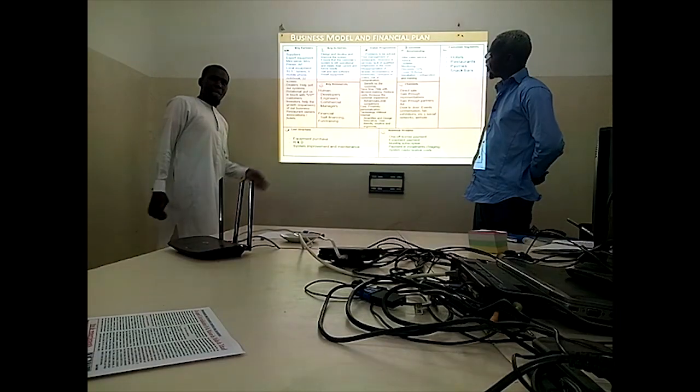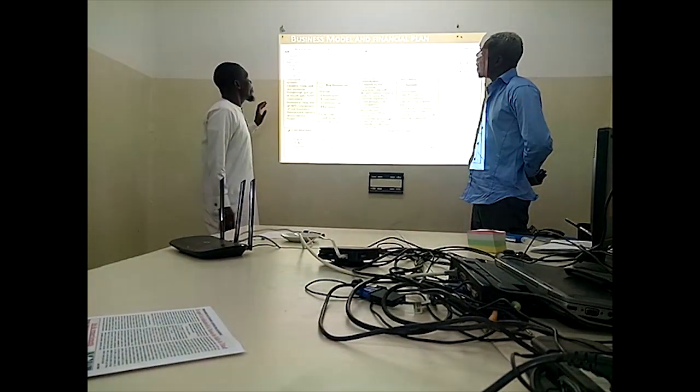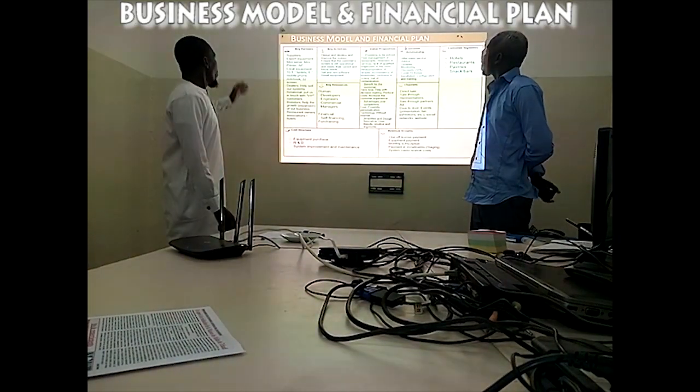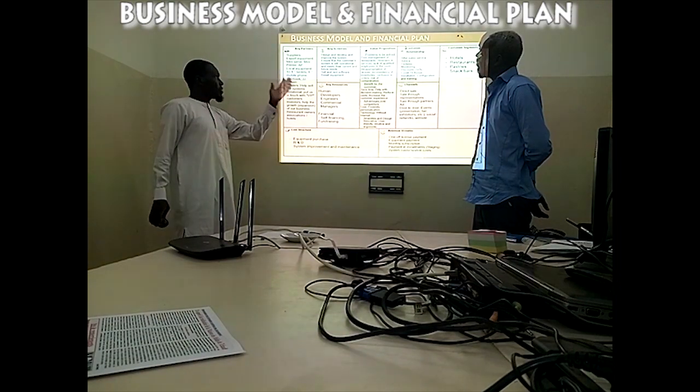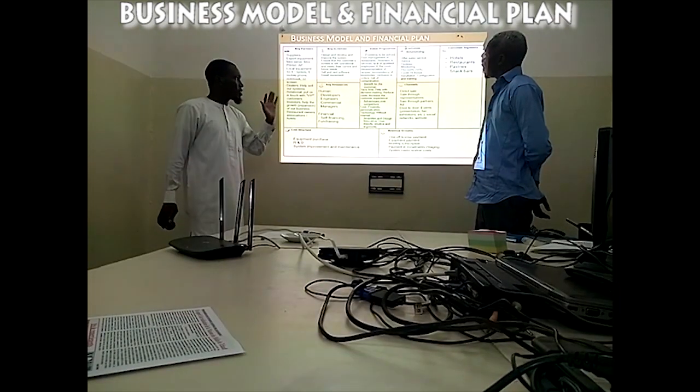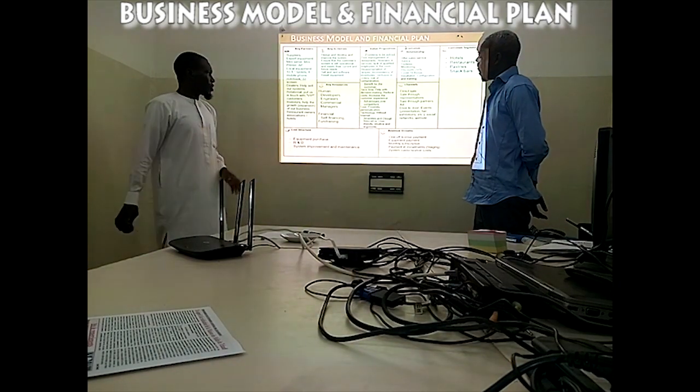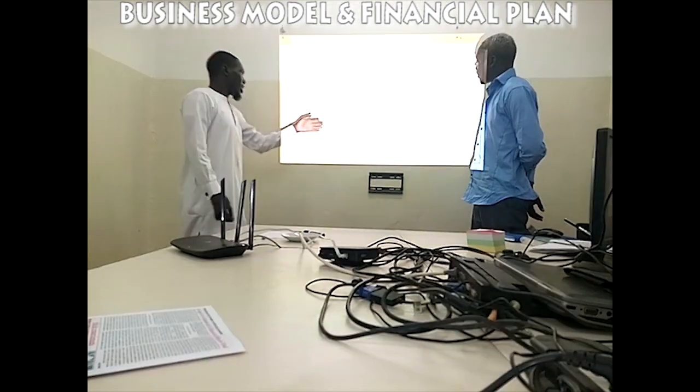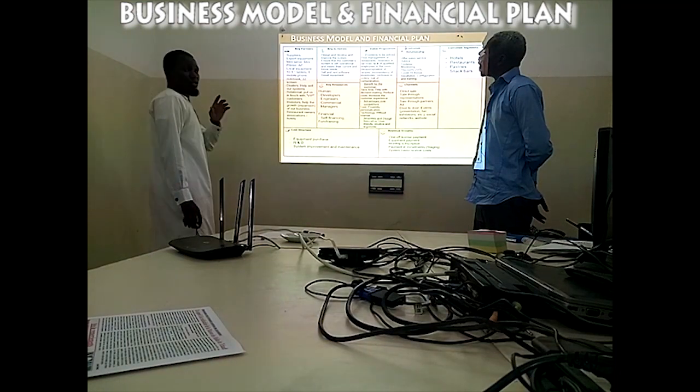So we are in the part of the business model and the financial plan. This is our business model canvas. As you can see, we have our key partners, the key activities, the value proposition, the customer relationship, the customer segments, the key resources, the channels, the cost structure, and even the revenue stream. So now we just have to take one of them.